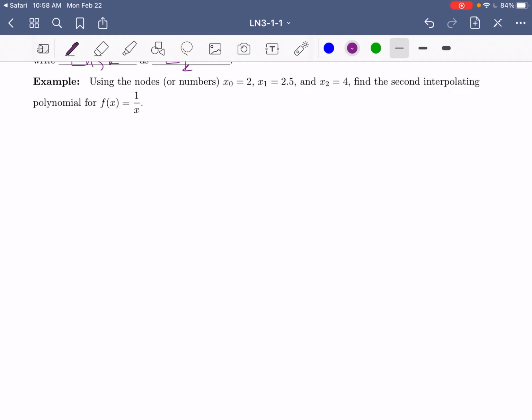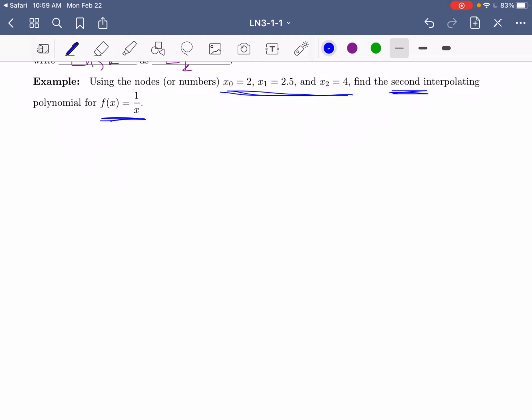In this video, we're going to go through an example where we find the interpolating polynomial. Specifically, we're going to find the second interpolating polynomial for this function. These are the points that we are going to use.